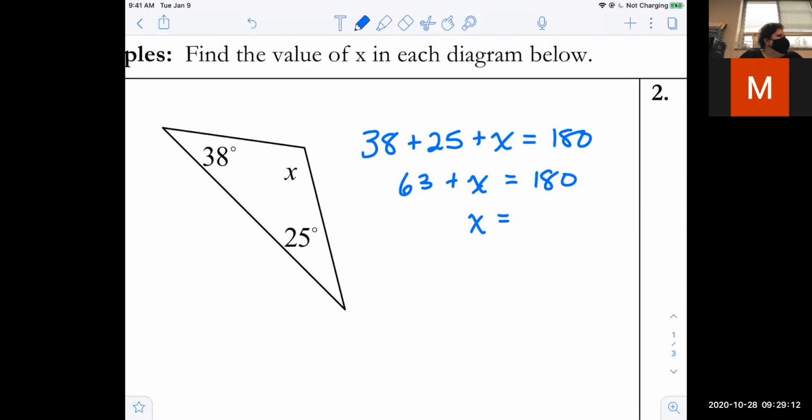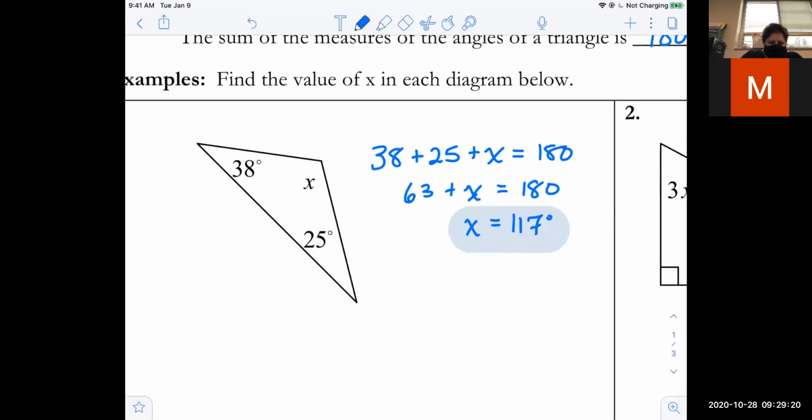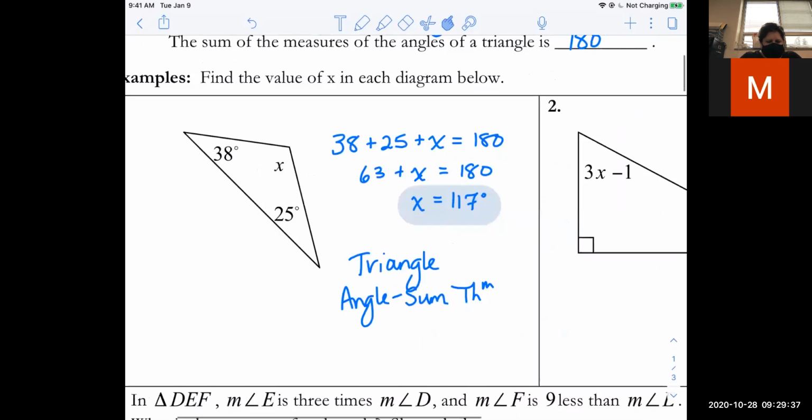What's the value of x? 117. Okay, and that's using the triangle angle sum theorem. I'm going to say that a few times to get that in your head. That's how I abbreviate theorem. You don't have to put the little line underneath there. Okay, but instead of writing out the word theorem, you can just do that.